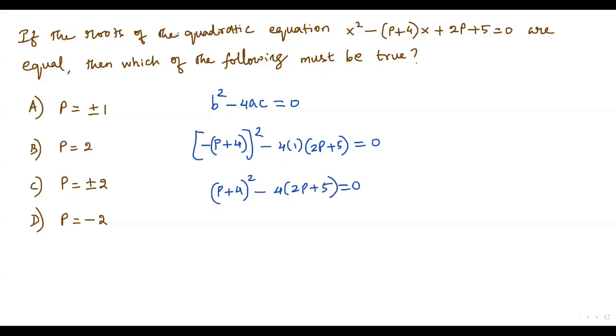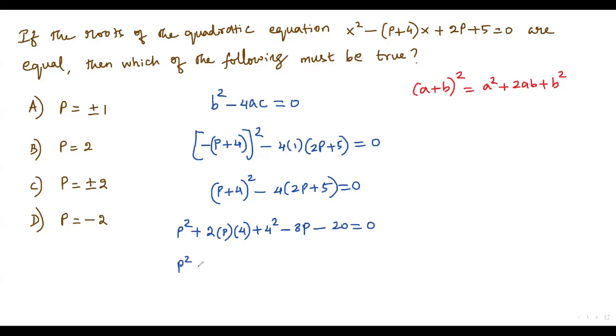Now I can consider the algebraic identity: (a + b)², the square of the binomial, has the expansion a² + 2ab + b². Here we have the square of a binomial, so we can get its expansion using the identity I have explained. Comparing this and this, I get p at the place of a and 4 at the place of b. So in this expansion, I have to replace a by p and b by 4. Then I'm getting p² + 2·p·4 + 4². Here I can distribute this −4 to 2p, then I'm getting −8p. When I distribute −4 to the +5, I'm getting −20, equals 0.